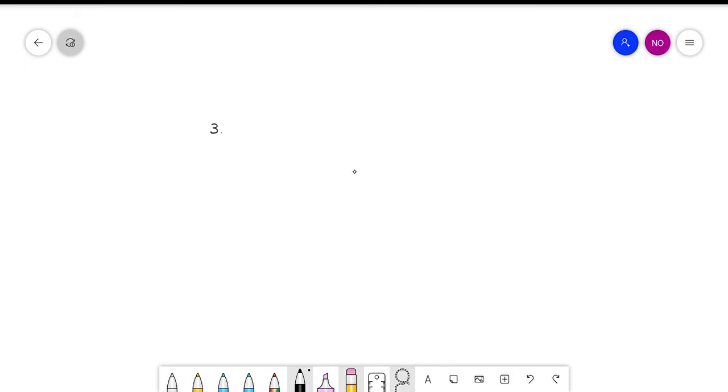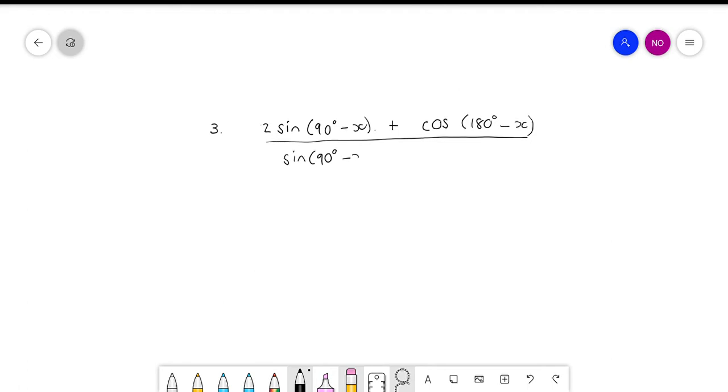We start with 2 sine 90 degrees minus x, no, I'm lying, that's plus cos of 180 degrees minus x, over sine 90 degrees minus x, and then minus cos of x minus 180 degrees.